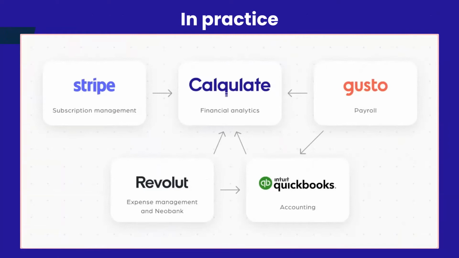So Stripe, for example, is a commonly used subscription management tool, which also has a payment gateway. Gusto is used for payroll, especially in the English-speaking market. Revolut is a great expense management tool, and Neobank, where you can issue virtual credit cards, for example. And QuickBooks is often used for accounting, for example. And all these tools are interconnected, and they're connected to, in this case, Calqulate, which is the other financial analytics tool. So this kind of combination is what we see quite often. The payroll software is usually the country-specific item in the mix, but we'll cover that a little bit later on.